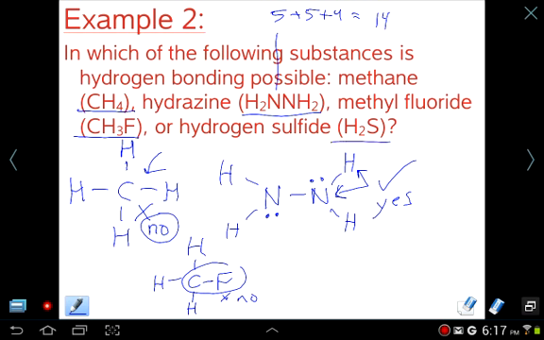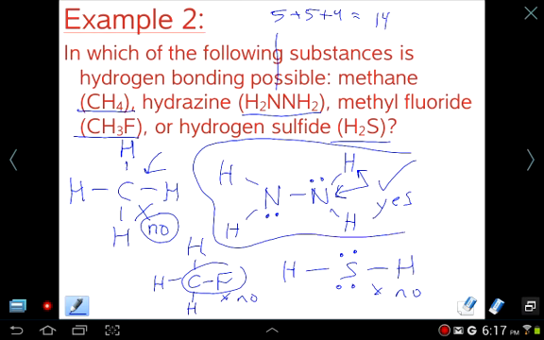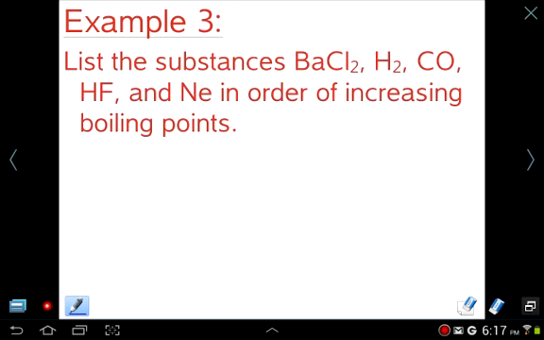And then finally, hydrogen bonding will not happen in H2S because you don't have the necessary electronegative elements, so it does not happen in this one. The only one it happens in is this hydrazine molecule. And then finally, we'll end up with example 3. Here it says list the substances barium chloride, hydrogen gas, CO, HF, and Ne in order of increasing boiling points. And recall, this is a measure of how strong the attractions between them are.